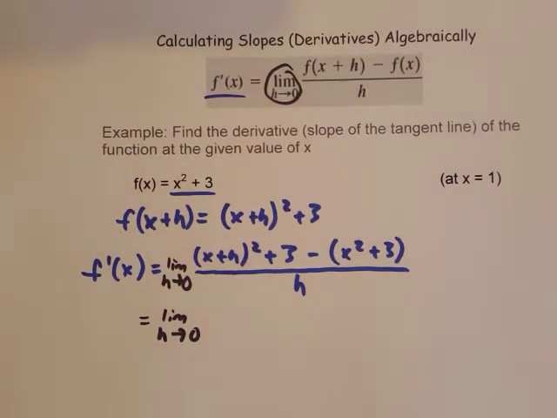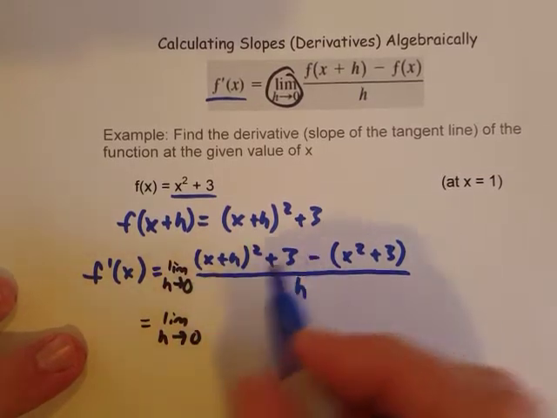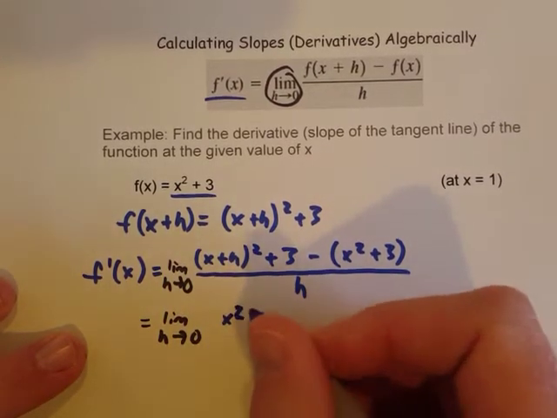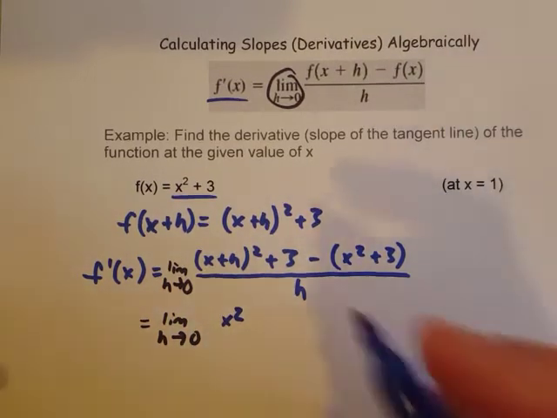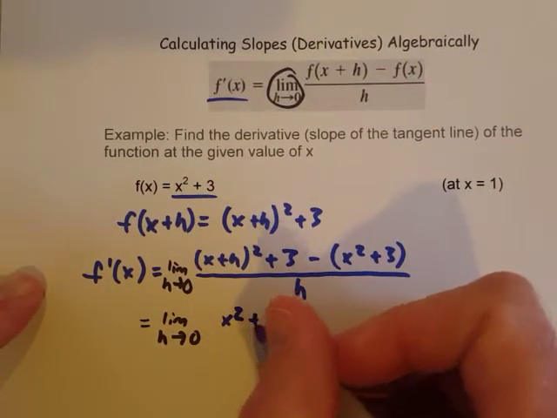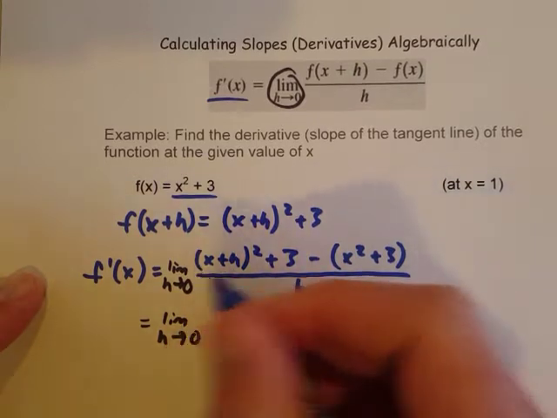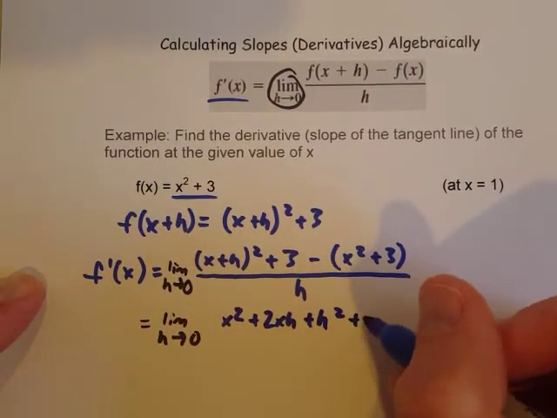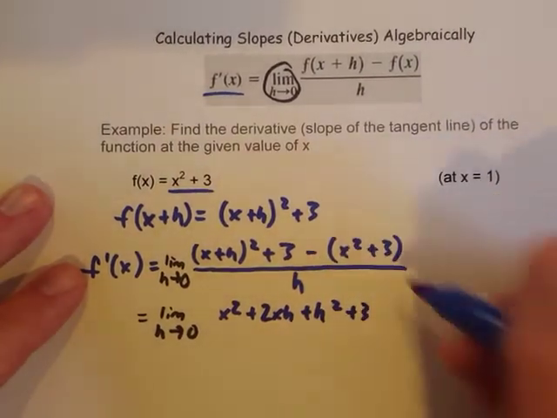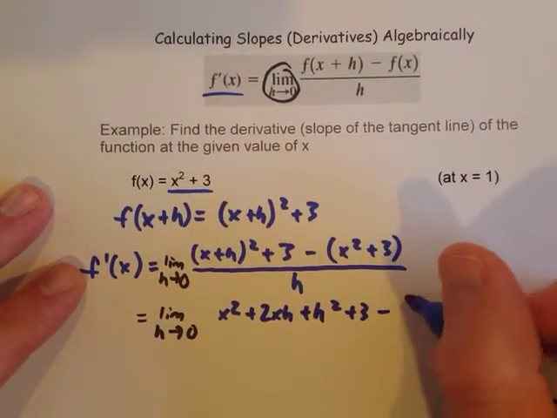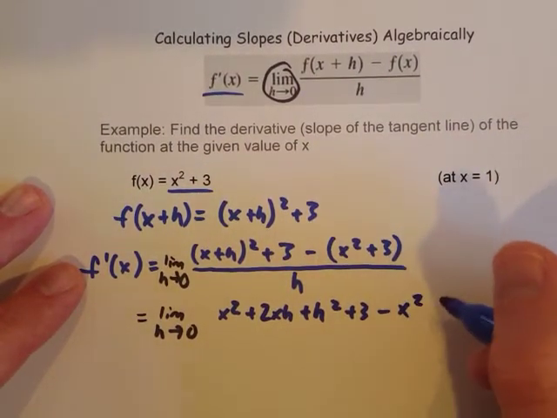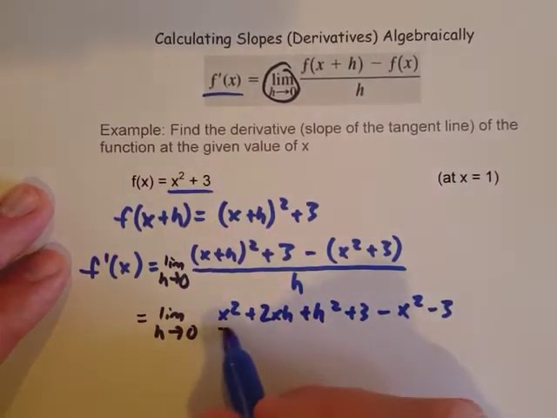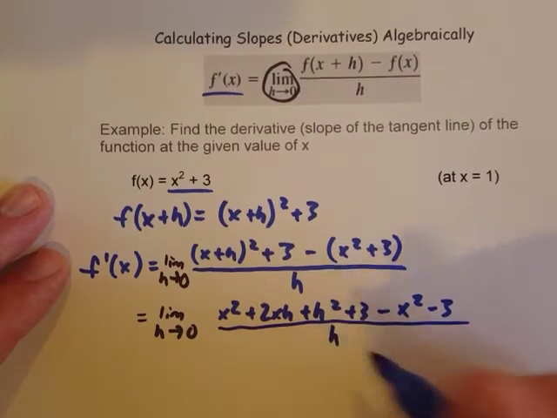My next step, though, is just going to be foiling a lot of this out. Now, if I do x plus h squared, that's going to be x squared plus 2xh when I'm foiling, plus h squared. Then I have the plus 3 sitting around out there. Then I distribute the negative into these parentheses, so negative x squared and then minus 3. All of this over h.